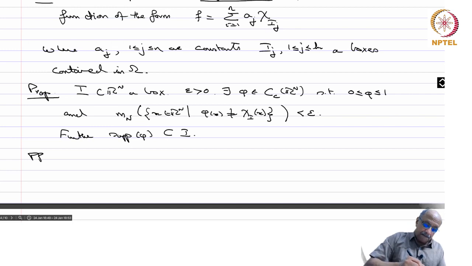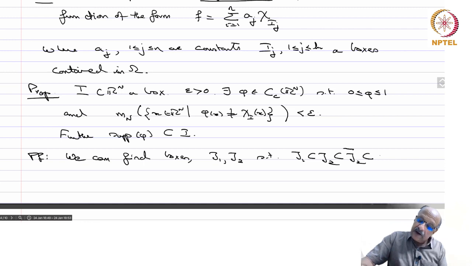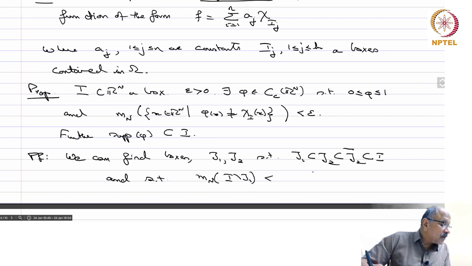So proof. So we can find boxes J1, J2 such that J1 is contained in J2 is contained in J2 closure which is contained in I. I is a box, so you can make smaller boxes by shifting the boundaries as I already said. Okay, and such that Mn of I minus J1 is less than epsilon.